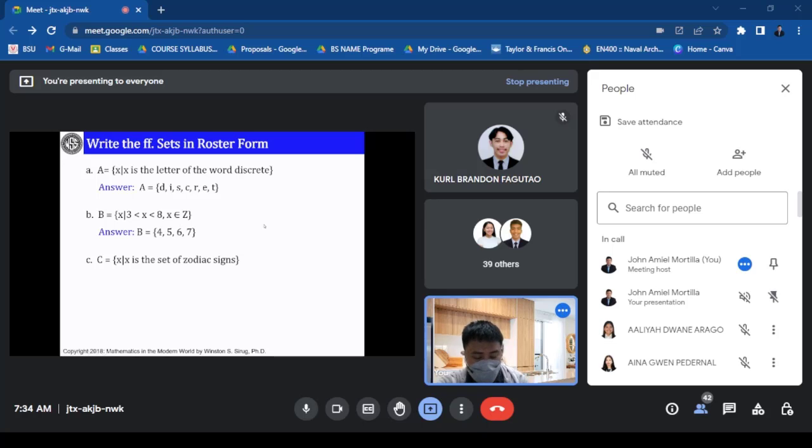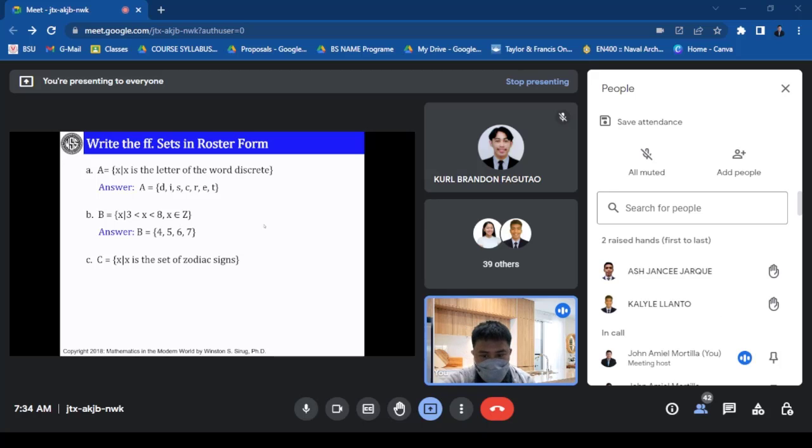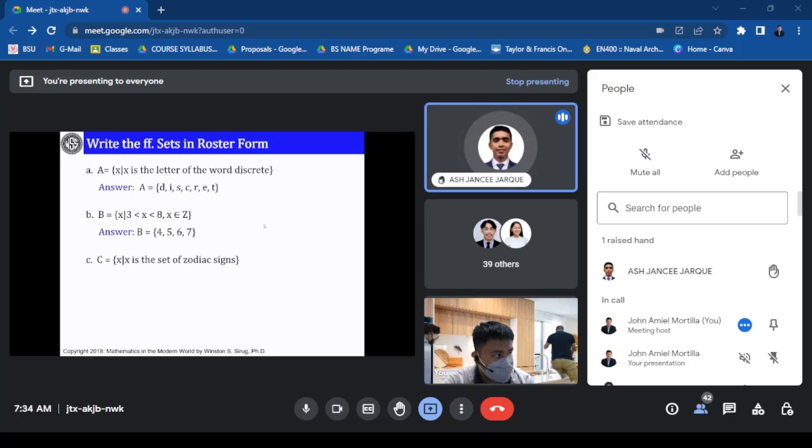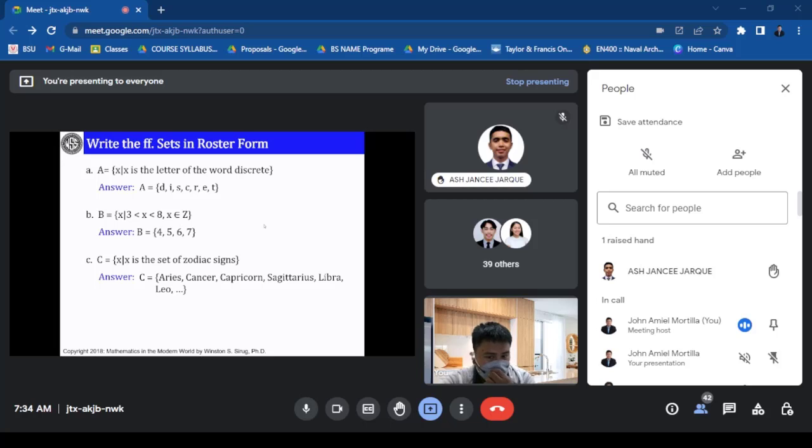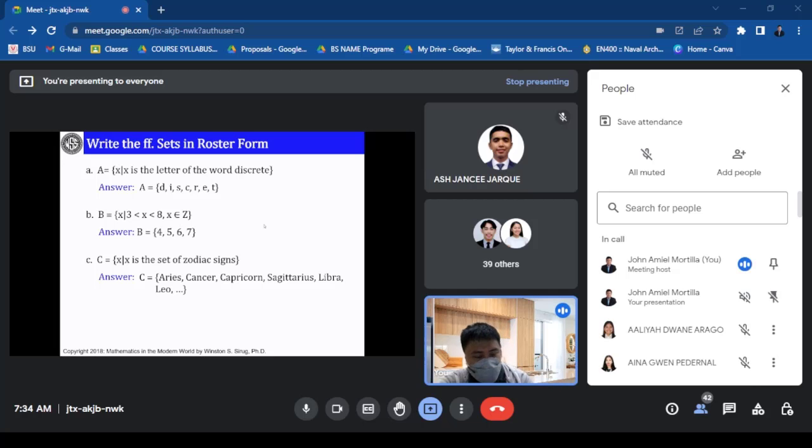Okay, letter C. Okay, Ash. Ang sagot po ay Aries, Cancer, Capricorn, Sagittarius, Libra, and Leo po. Okay, so ang answer is, i-list down mo lang yung zodiac signs.